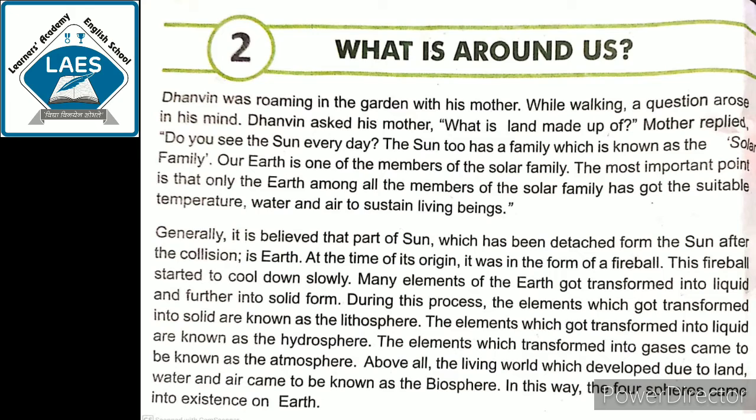Generally, it is believed that the earth was made from a part of the sun which separated from the sun after a crash. At that time, it was in the form of a fireball. एक आग का गोला था वो. This fireball slowly started cooling down. Many elements of the earth got transformed into liquid and further into solid form.